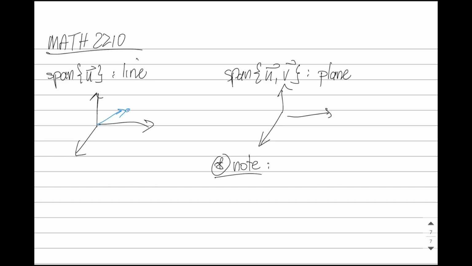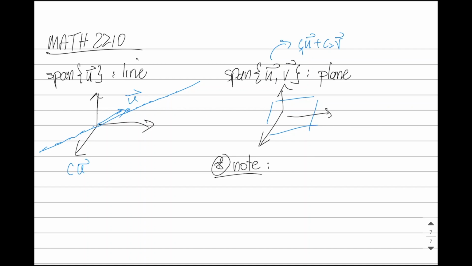If we had a single non-zero vector, its span was the set of all linear combinations of that vector, so any multiple of u. And if we trace out all the different multiples of u, what this forms is a line. Now, similarly, we talked about two vectors and their span, so any two vectors that you could combine in this way. We showed that this ended up forming a plane.